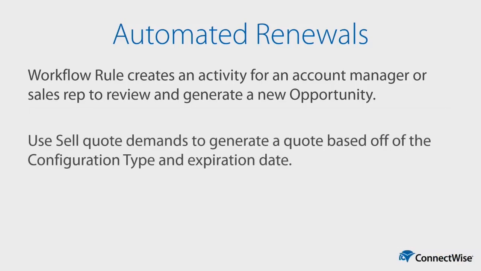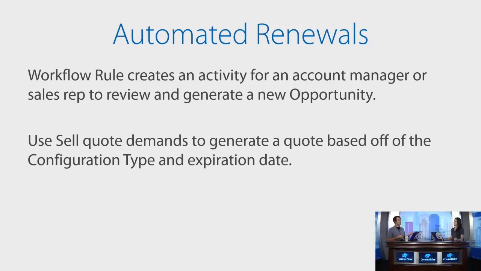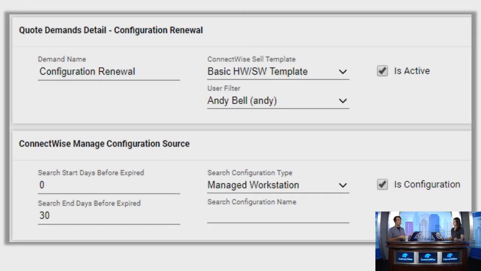If you're using Cell, you have an option that I think is even better and saves even more time, and that's using something called quote demands. Quote demands are going to monitor your Manage instance for specific events, in this case, such as those expiring configurations. And when it finds one, it'll go ahead and create a quote with a template automatically. So this is what it's going to look like to set up in Cell. The top part is what kind of quote I'm creating.